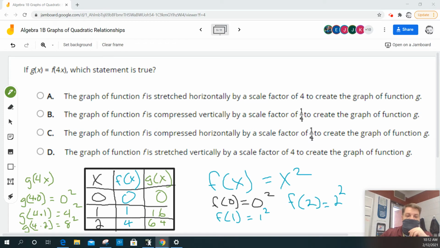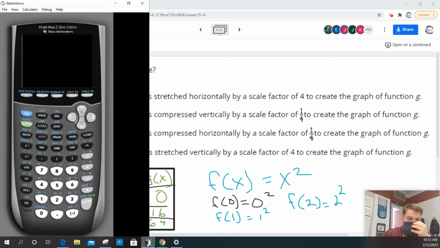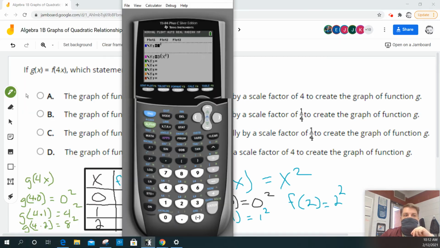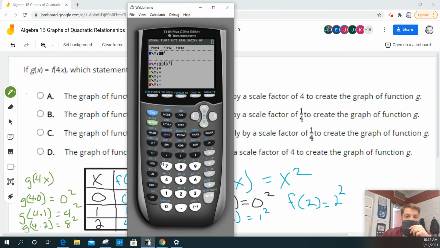So let me just plug it in the calculator, and then you can see what I'm talking about. So I've got my parent function already plugged in. Hit y equals this button right here. Oops, got a little happy there. Then I'm going to come down here. Now this is the important part. I'm going to graph 4 times x, and then hit the caret symbol here and raise that to the second power.